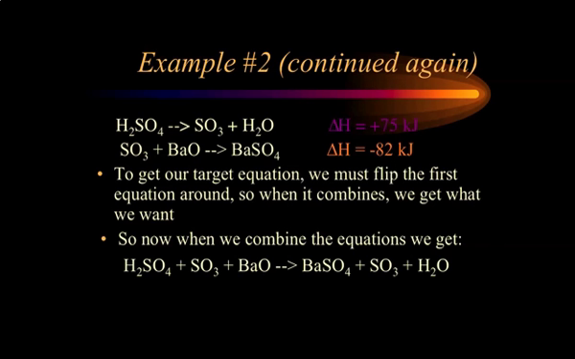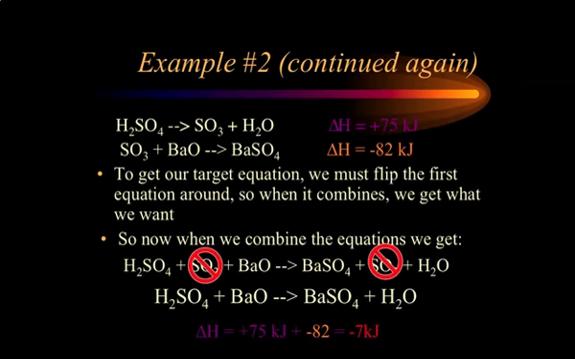Is that my target equation? No. What is different with this? The SO3s. Well, lucky for us, if we have the same thing on the reactant side that we have on the product side, they cancel out. So my SO3s are not really there. We'll rewrite this without the SO3s in it, and then I am at my target equation. H2SO4 plus BaO goes to BaSO4 plus H2O.